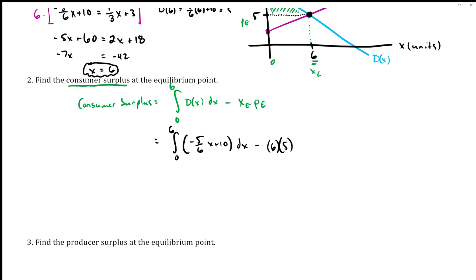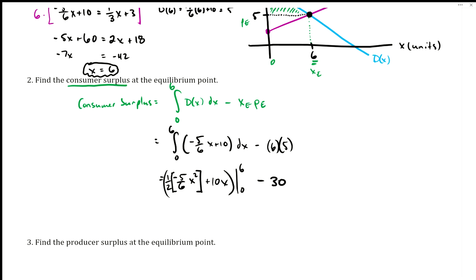And when we do, we need to add 1 to the power on the x, so x squared, and then we would divide by 2, or multiply the front by 1/2. That's how I'm going to do that. So that's the first, and then the antiderivative of 10 would be 10x. And then we need to do our bounds from 0 to 6. And then minus 6 times 5 is 30. We just write that.